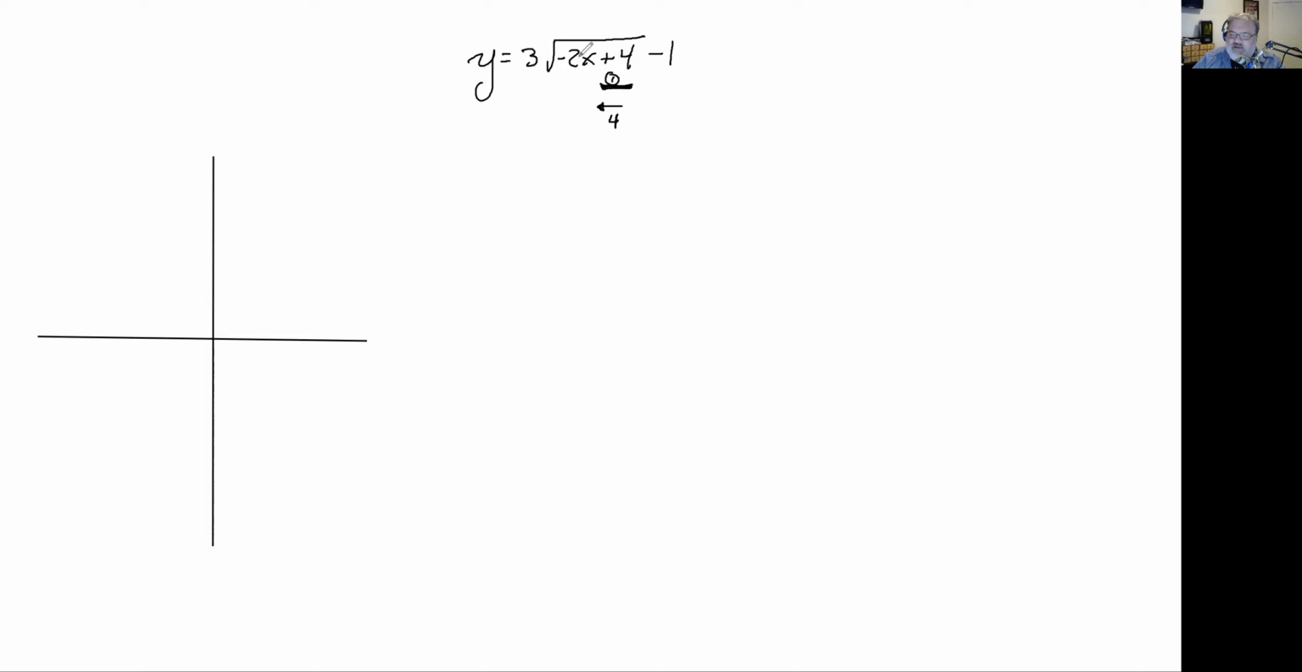Then what's going to happen here? That multiplying by 2 is going to compress us by 2. So conceptually it's going to squeeze us by 2. And because it's negative, it's going to flip us left and right.